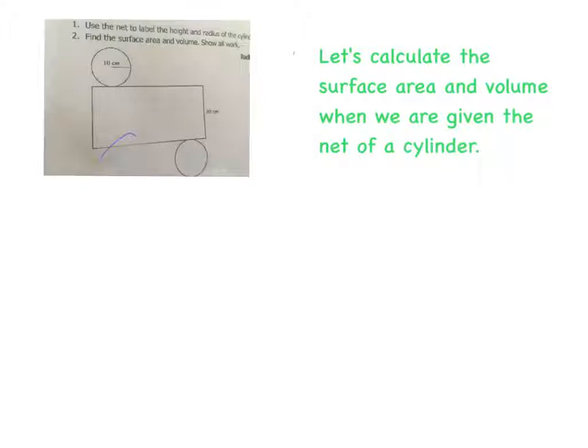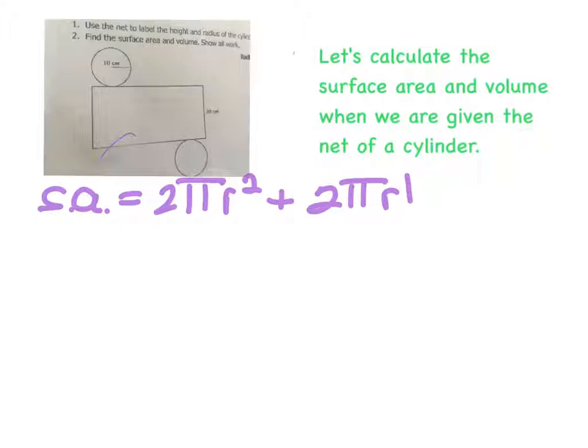Using this net of a cylinder, let's calculate the surface area and volume. So let's go ahead and write out our surface area formula. Surface area equals 2 pi r squared plus 2 pi r h. So based on our net, we see that our radius is 10 centimeters. So that number is good to go right into our formula. And then we see a height of 30 centimeters, so that number is ready to go into the formula.